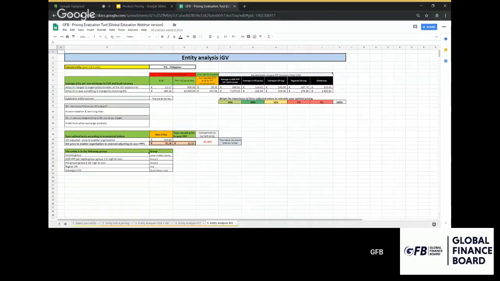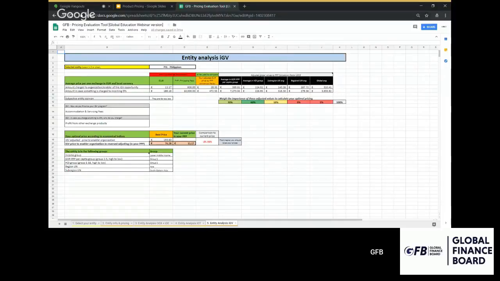And for most entities, we charge IGV directly to the expense. So there are different schemes, financial schemes related to IGV. So this tab is more of a reference. So you can compare your prices here with others, and then read what your predecessors wrote about the pricing.